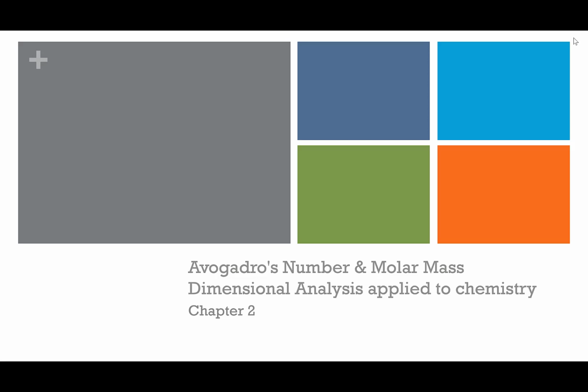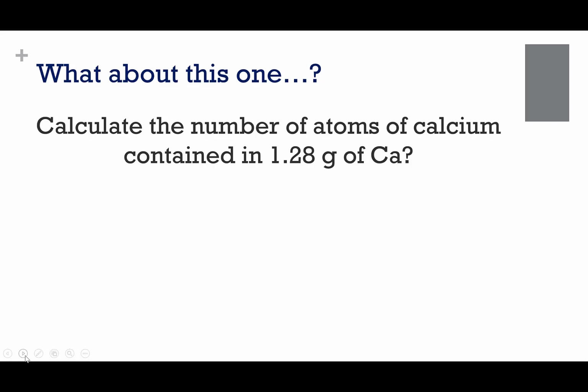In this video, we're going to combine the skills that we learned in the previous two. So we learned about Avogadro's number, we learned about molar mass. Now we're going to combine them into one big problem. So let's consider the following problem. Calculate the number of atoms of calcium contained in 1.28 grams.